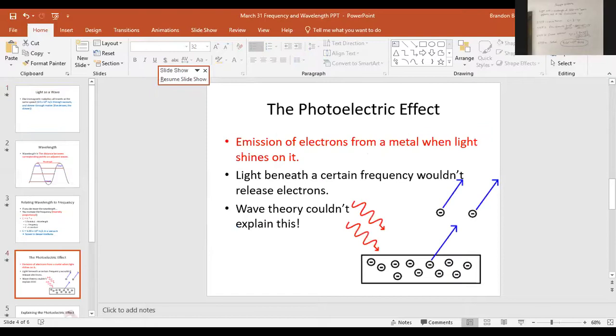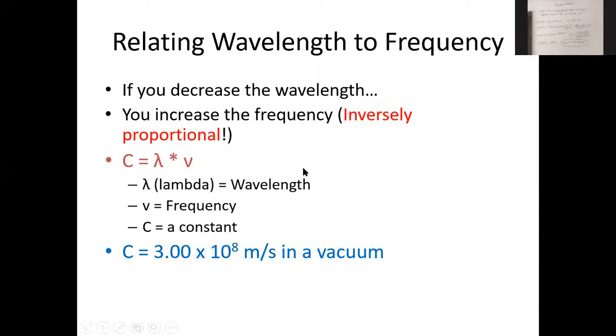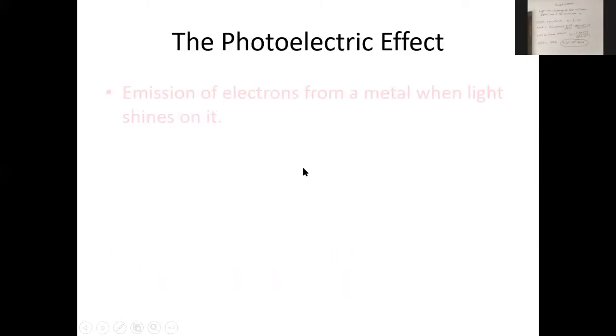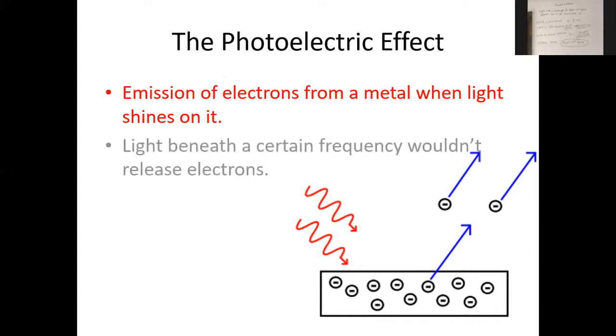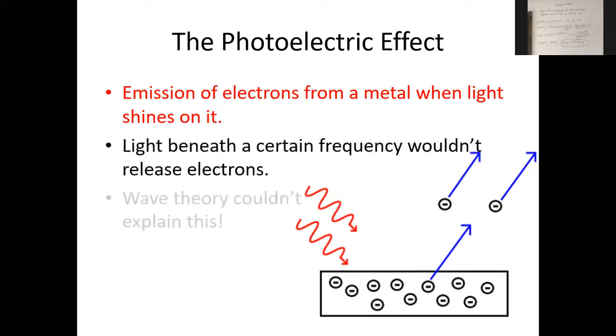The photoelectric effect. The definition is the emission of electrons from a metal when light shines on it. So when light shines on this metal, pow, pow, pow, the electrons actually bounce off of it because light is energy, okay? And this is how the wave theory couldn't be explained without this.